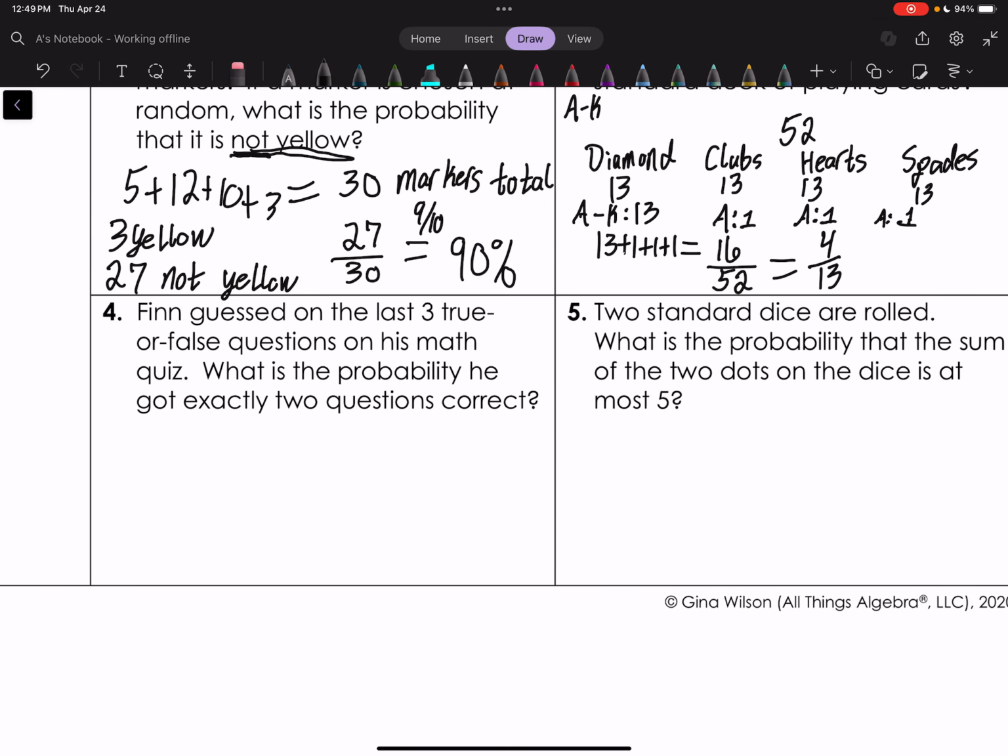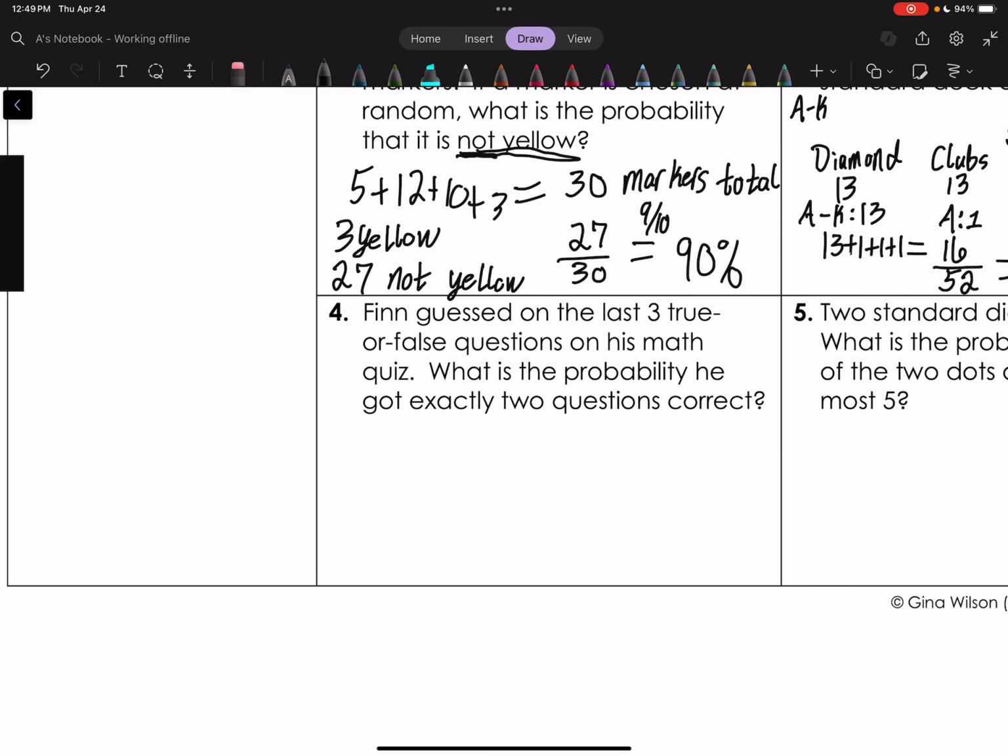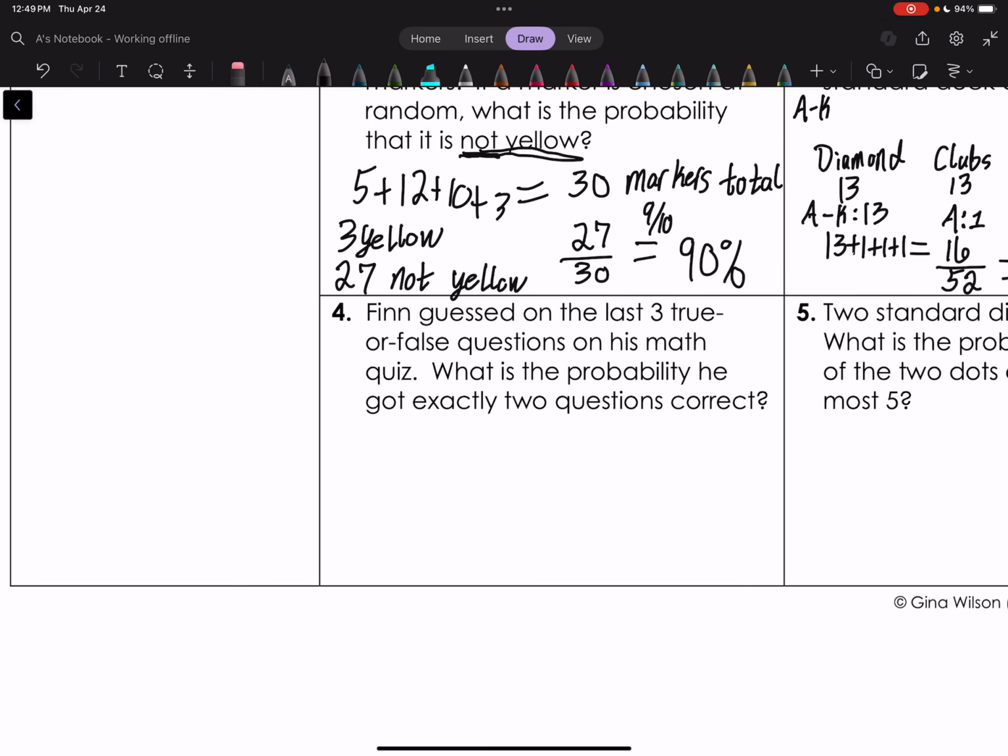Okay, Finn guessed on the last 3 true-false questions on his math quiz. What is the probability that he got exactly 2 questions correct? All right, let's break this down. You have 3 questions that are correct and incorrect. So 1 question, 2 questions, 3 questions. Now, we are going to see which ones he got correct. So we don't care about the true or the false, but we do care about the correct and the incorrect.